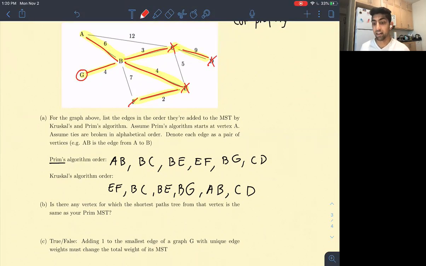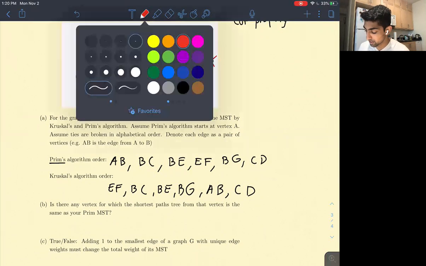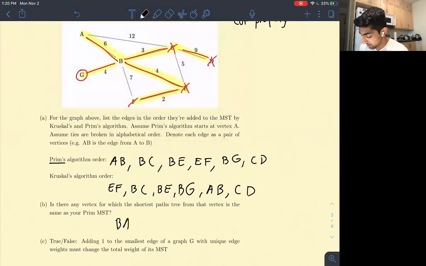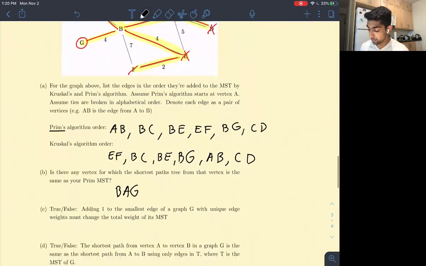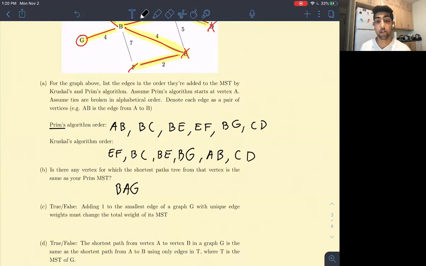because the shortest path from G to any vertex is just 4 plus the shortest path from B to any vertex. Okay, so with that logic, we could say B, E, and G are the vertices for which the shortest path tree is the same as the MST. True, false. Adding 1 to the smallest edge of a graph G with unique edge weights must change the total weight of its MST. Cool question.